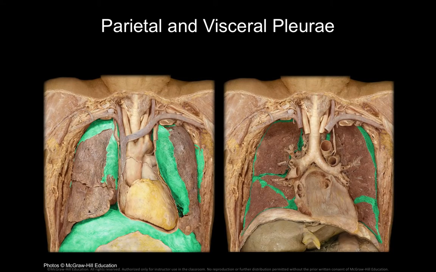Here you can actually see, these are really good pictures of this. So this is the visceral. You can see that it goes into all of the different fissures here. And then the parietal is attached out here. So here it is on the diaphragm and attached to the mediastinum and to the rib cage. So we're going to be coming back to this concept of the pleura in our next video.